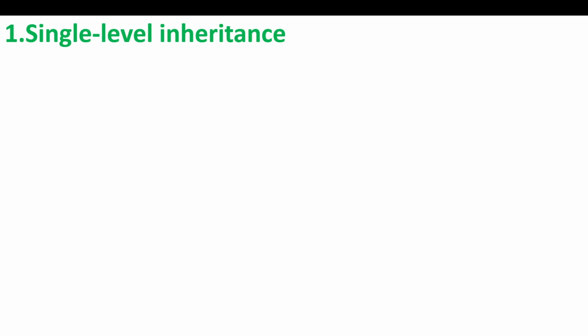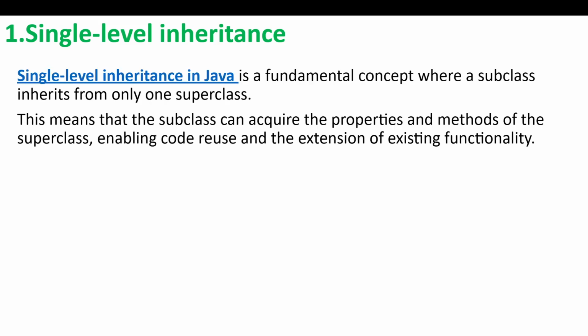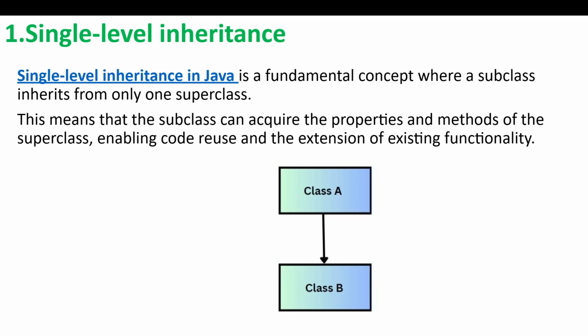Single level inheritance. This is the fundamental level of inheritance. Single level inheritance means the subclass can acquire the properties and methods of the superclass, enabling code reuse and extension of the existing functionality. So there is only one base class and one subclass. From this picture, class B is a subclass, class A is a superclass. Class B inherits the properties and methods of class A. So we can reuse the methods and attributes of class A in class B.